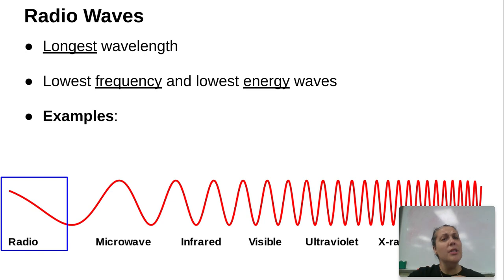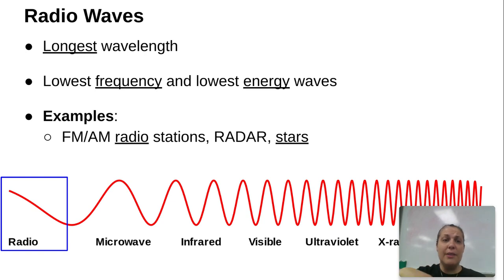So some examples of objects that use radio waves are different radio stations. I'm not talking about satellite radio. I'm talking about the AM and FM radio stations that you may listen to in the car or on the bus. Radar systems, we use the different radar to track objects that are moving, or also weather patterns and systems. We can tell based on how the waves are moving differently and what's happening. And stars also emit radio waves.